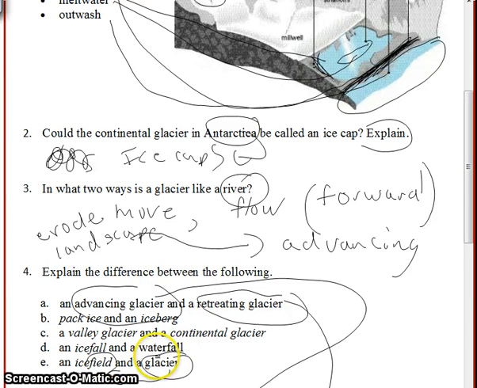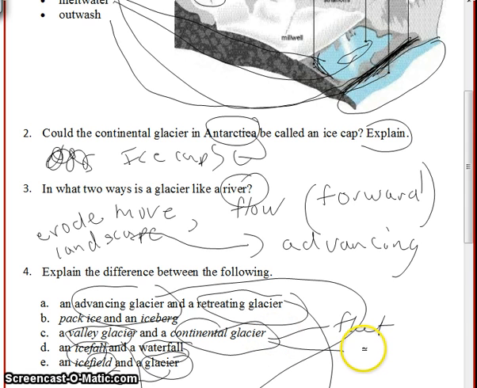Ice fall. Well, an ice fall is where a glacier flows over a cliff, breaks apart, and falls. So very similar to a waterfall, except this one's frozen and this one's not. And a valley glacier versus continental. Valley glaciers occur in, of course, the mountainous regions, and they might go up or down the mountain. Continental glaciers are very flat, and they're larger in size, and they cover a whole continent.